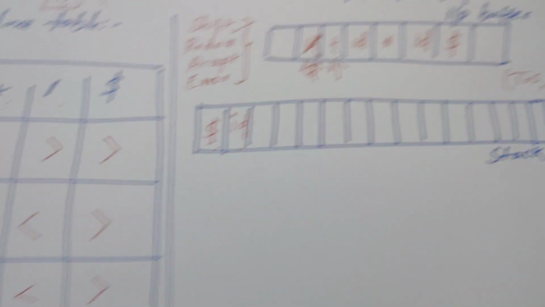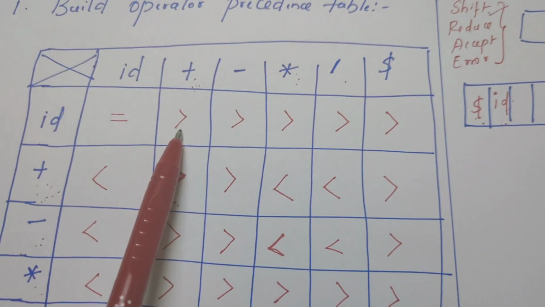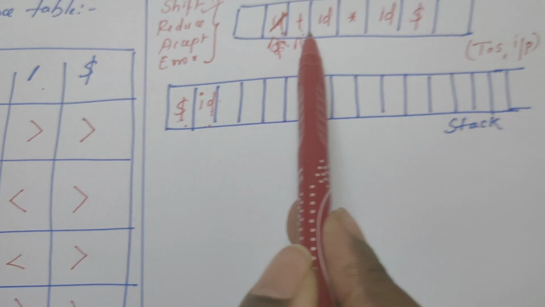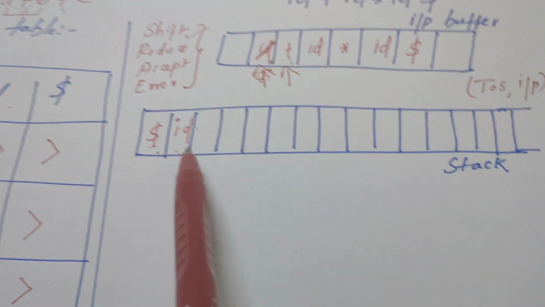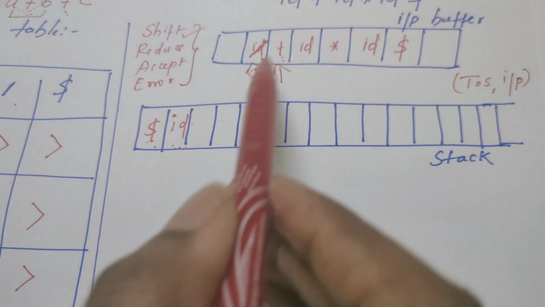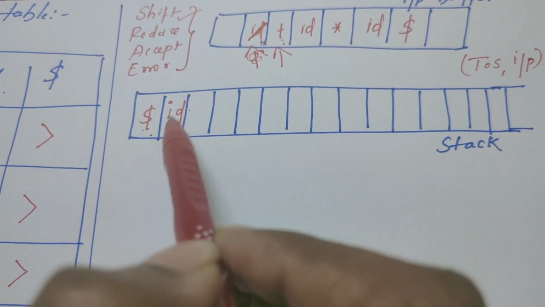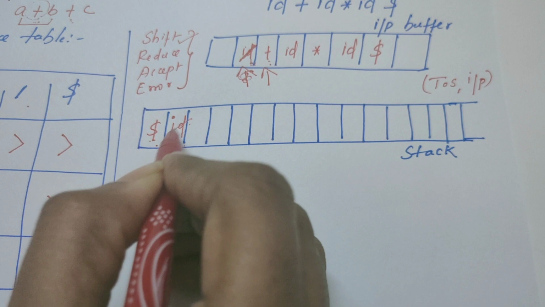Just refer to the table. ID is greater than plus. So the plus symbol is having lower precedence than ID. So you cannot push this plus. What do you need to do? You have to pop this ID now. Now you pop this ID.